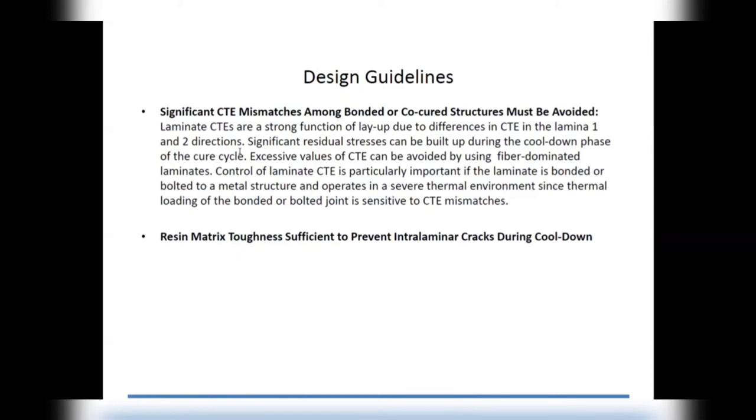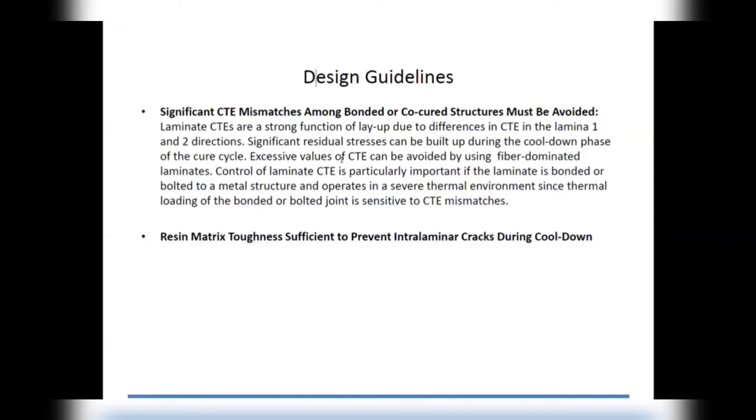Significant CTE mismatches among the bonded or co-cured structures must be avoided. As we said, laminate CTEs, coefficients of thermal expansion, are a strong function of the layup due to the differences in CTE in the fiber direction versus the transverse direction. Significant residual stresses can build up during the cool down phase from the cure temperature down to room temperature. Excessive values of CTE can be avoided by using fiber dominated laminates. So you can control the CTE behavior, and you can even tailor it to get it closer to the metal if that's what you're bonding into. That way, if you're bonding metal to composite, reducing the CTE mismatch can be useful for the bonded joint design.